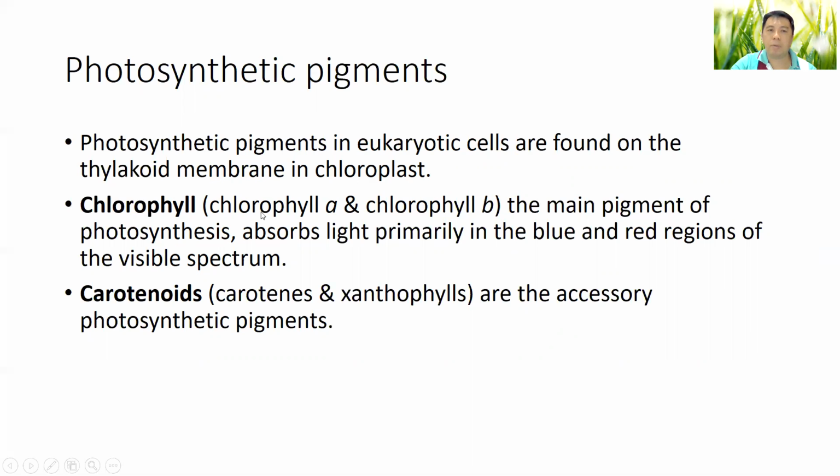Chlorophyll has chlorophyll A and chlorophyll B. Some seaweeds have chlorophyll C as well. Chlorophyll A and chlorophyll B are the main pigments of photosynthesis, which can absorb light primarily in the blue and red regions of the visible spectrum. Whereas carotenoids, for example, carotenes and xanthophylls, are the accessory photosynthetic pigments.